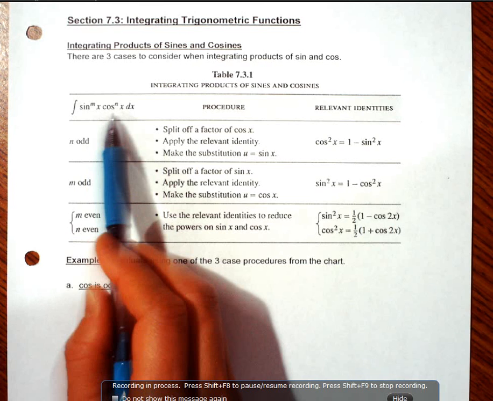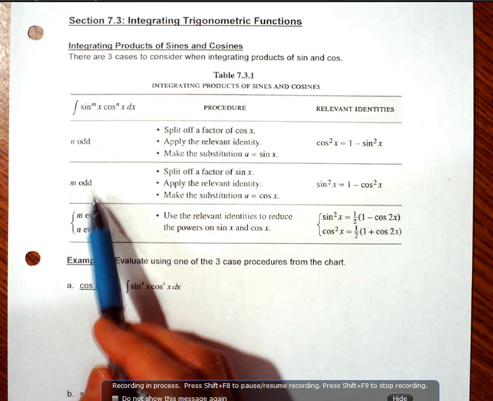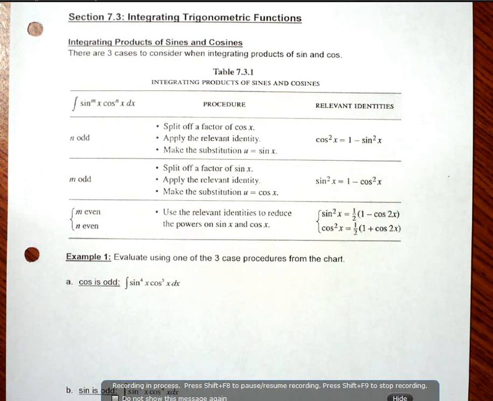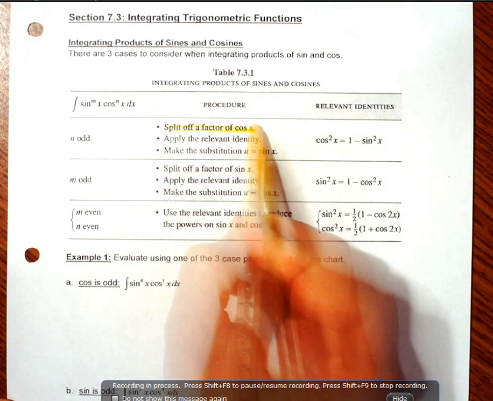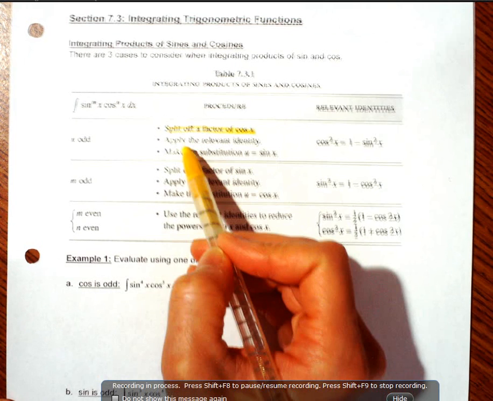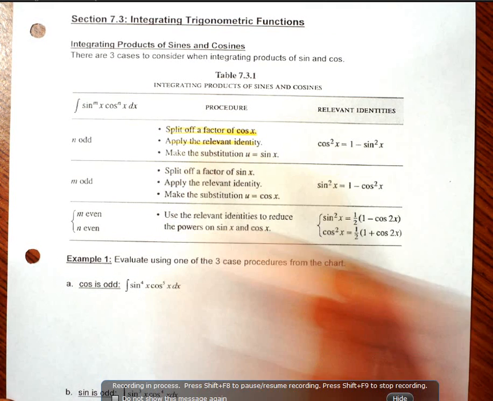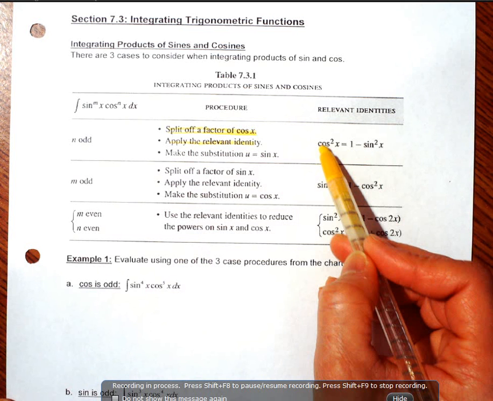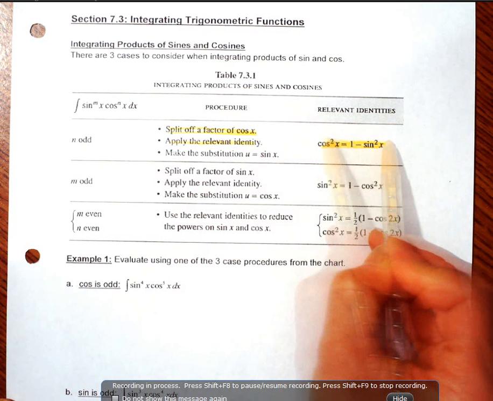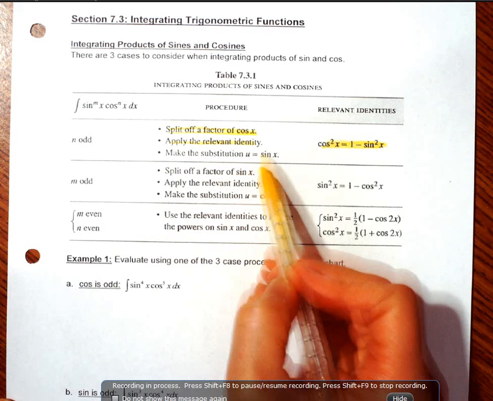So you're going to have a combination of sine and cosine. If one of them is odd, you're going to split off a factor of that particular odd function. If cosine is odd, you split off a factor of cosine of x, and then you apply the relevant identity from the Pythagorean identity. It stems from sine squared x plus cosine squared x equals 1, and you rewrite it as cosine squared x equals 1 minus sine squared x. And then you'll make the substitution u equals sine of x.